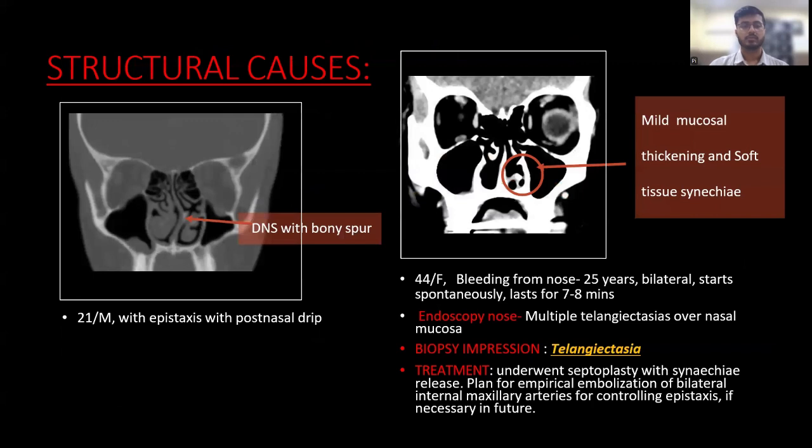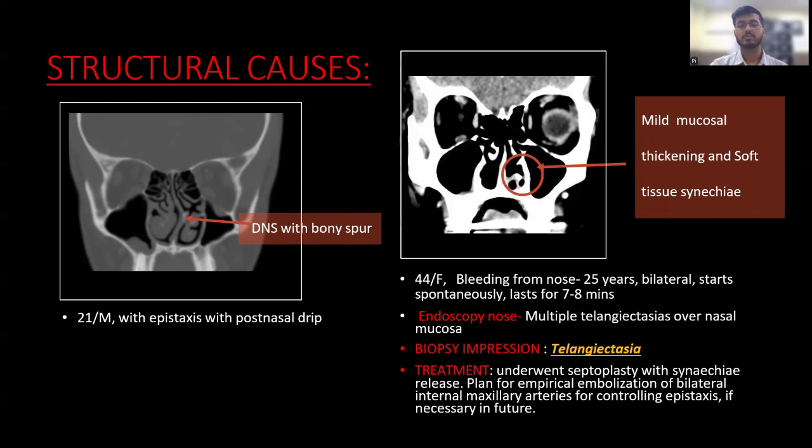Then let's look at the structural causes. A DNS with bony spur can also lead to epistaxis. Here we have a case, a 21-year-old male with epistaxis with a postnasal drip. Then another case where we have multiple telangiectasias. It's a 44-year-old female bleeding from the nose for almost 25 years, bilateral, starts spontaneously and lasts for 7 to 8 minutes. On endoscopy of the nose, we see multiple telangiectasias over the nasal mucosa.